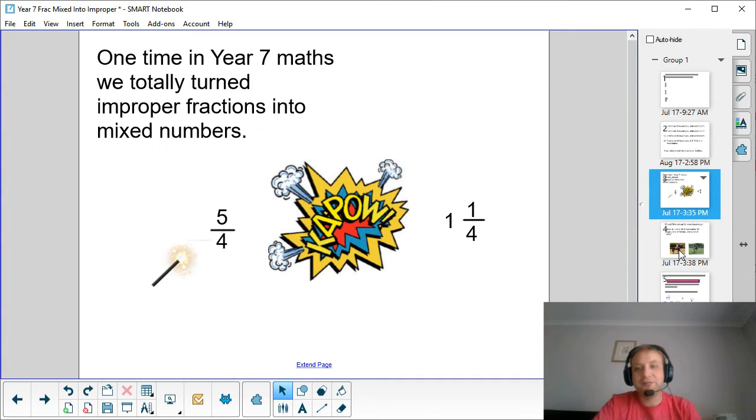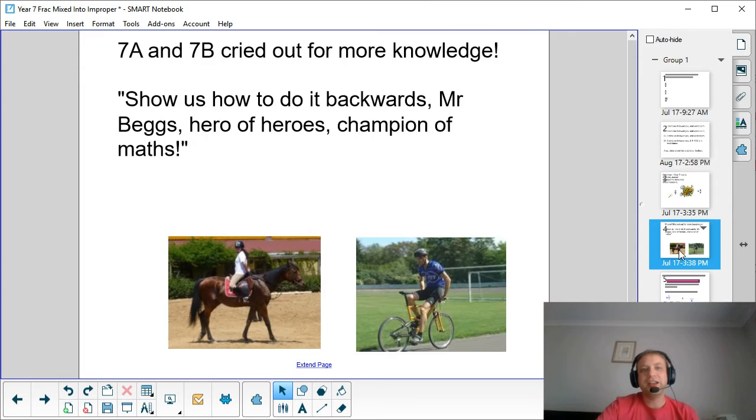What we have to do though in maths, once we learn how to do something one way, we've got to learn how to do it backwards, right? We're not satisfied with only going forwards. We want to be able to do the same thing but in reverse. So what you've got to do in this lesson is just take your mixed number and put it back into an improper fraction. Okay, you'll be doing a lot of that before you plus and minus and times and divide your fractions together. So you've got to get a handle on it.